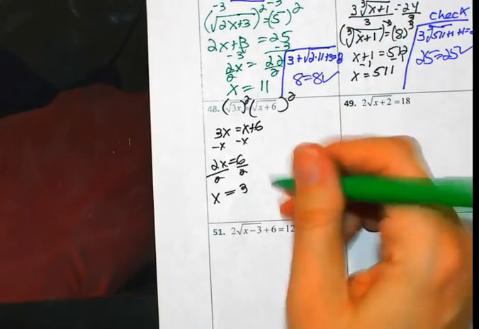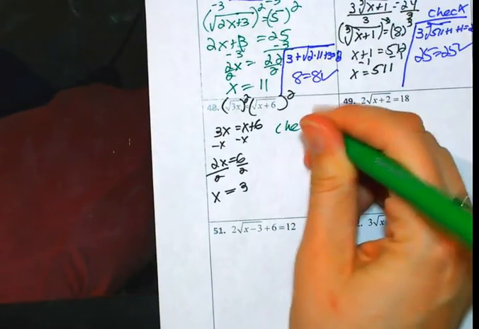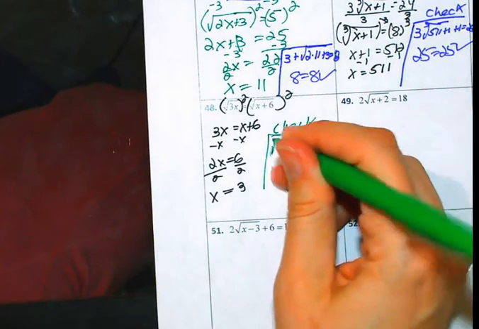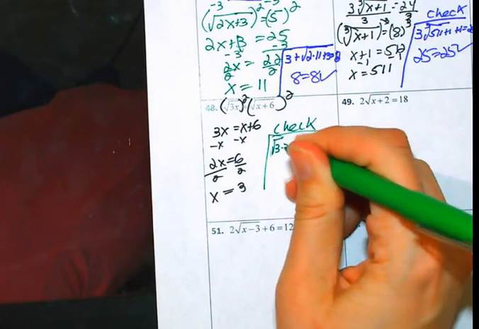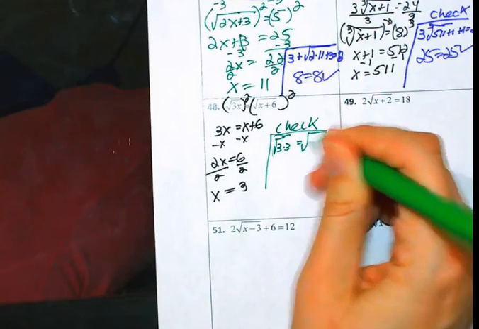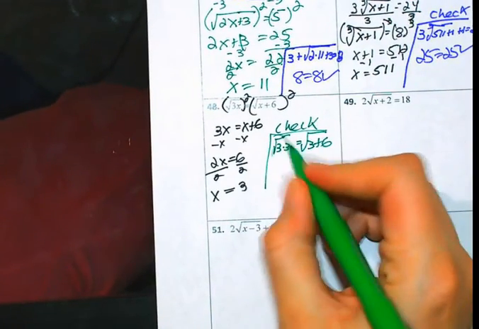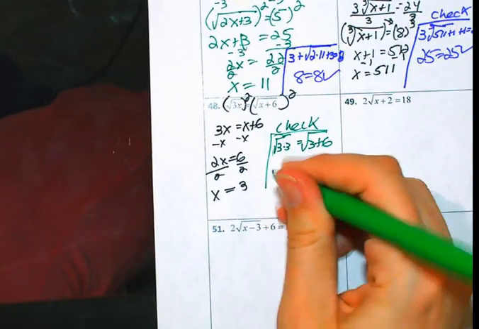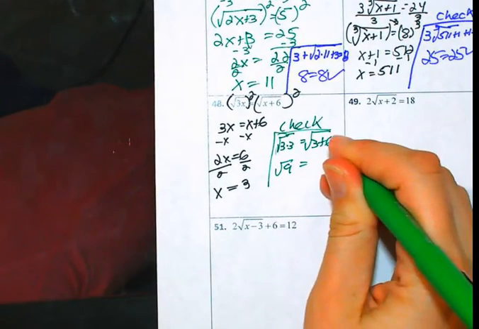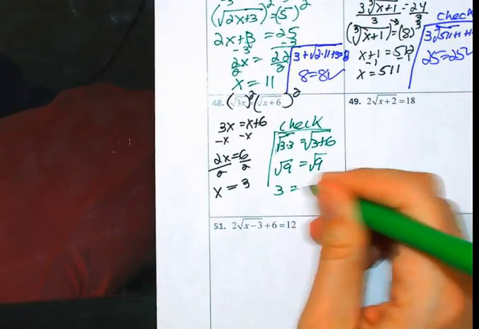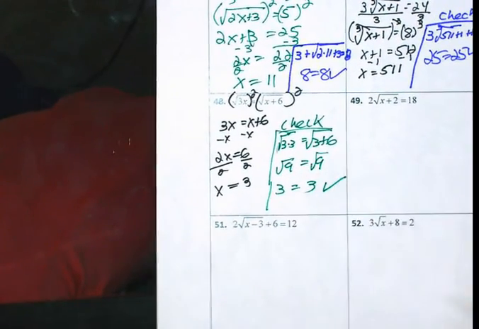I know we haven't had any that were extraneous, but you have to check them. So the square root of 3 times 3 equals the square root of 3 plus 6. You can put this in your calculator or do it in your head. 3 times 3 is 9. Square root of 9 equals 6 plus 3 is 9. Square root of 9. We know the square root of 9 is 3. 3 equals 3, and it checks.